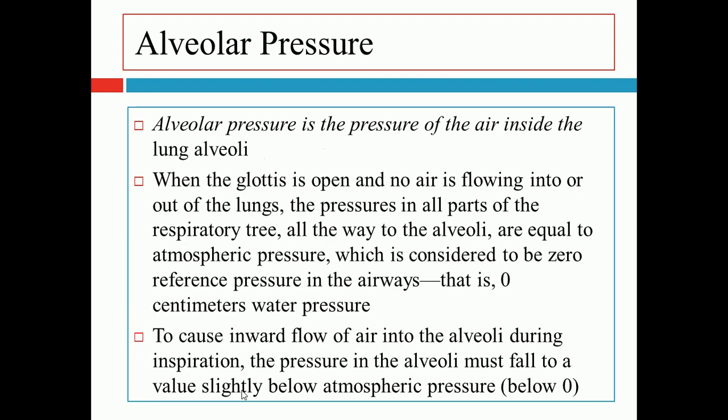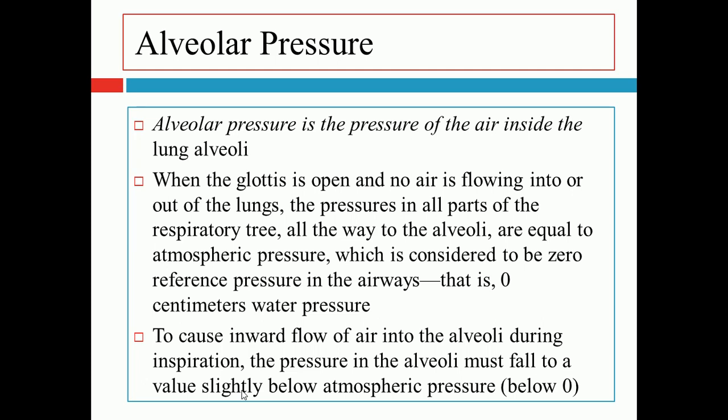Then there is a second pressure present within the lungs, called alveolar pressure, and as the name implies, this is the pressure of the air inside the lungs' alveoli. So when the glottis is open and no air is flowing into or out of the lungs, the pressures in all parts of the respiratory tree, all the way to the alveoli, are equal to atmospheric pressure. Just remember, 760 millimeter of mercury.